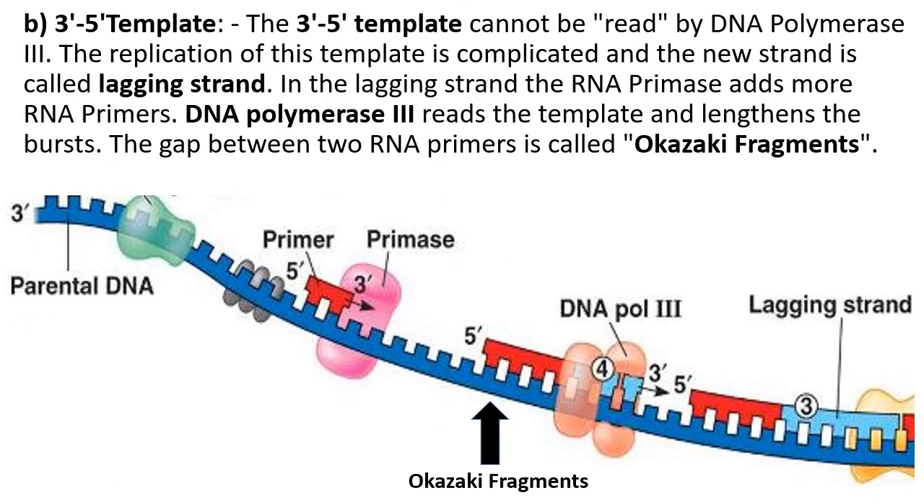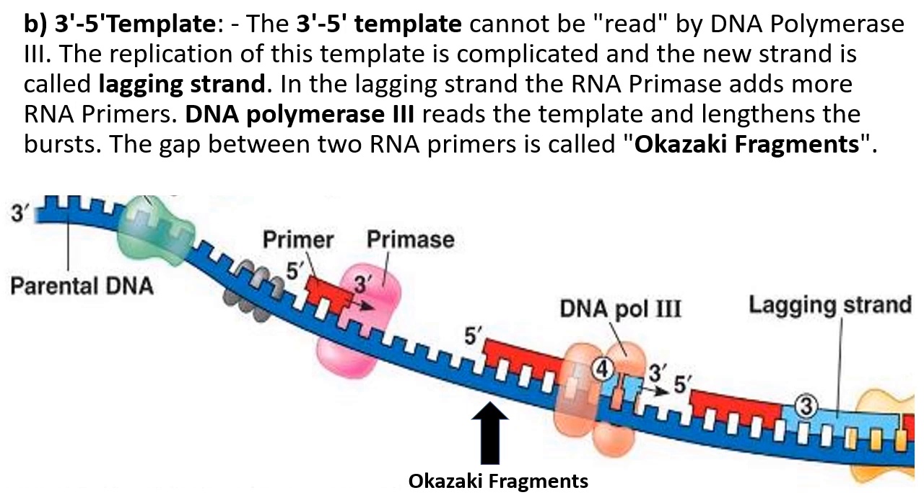But in the case of the second strand, this is the 3' to 5' template. DNA polymerase 3 cannot read the template continuously. So the process of replication in this template is not regular and is more complicated. That's why this strand is called the lagging strand. In this strand, RNA primase adds more RNA primers, and DNA polymerase 3 reads the template and lengthens the bursts.